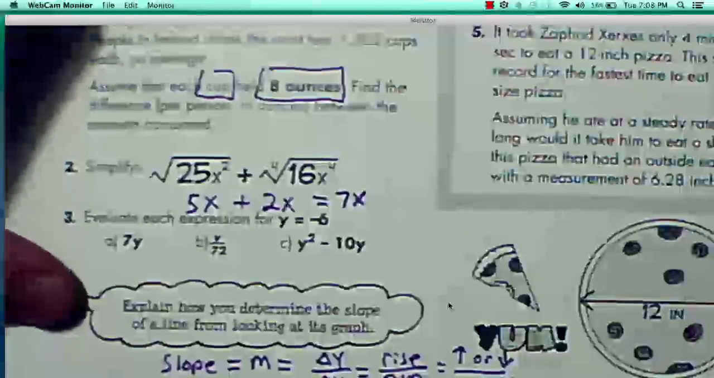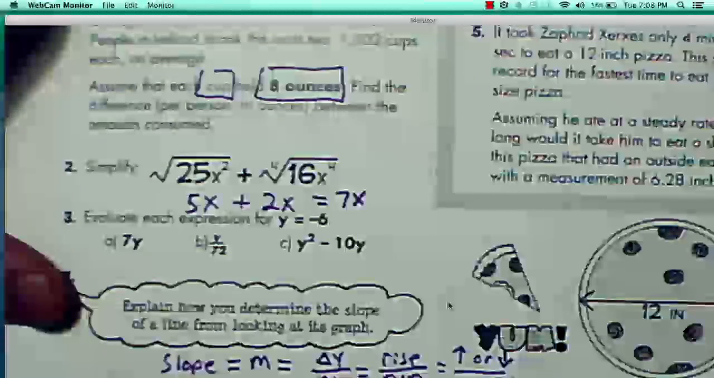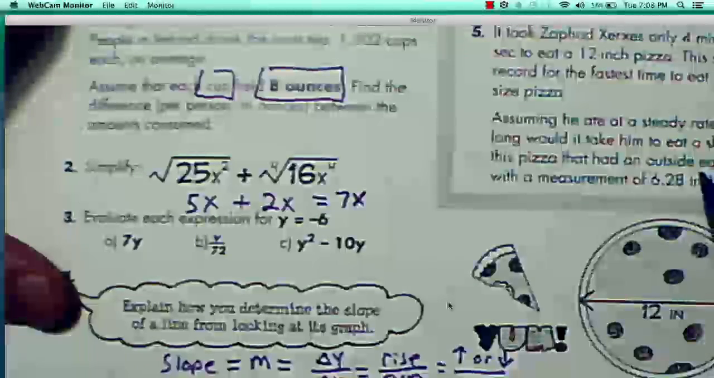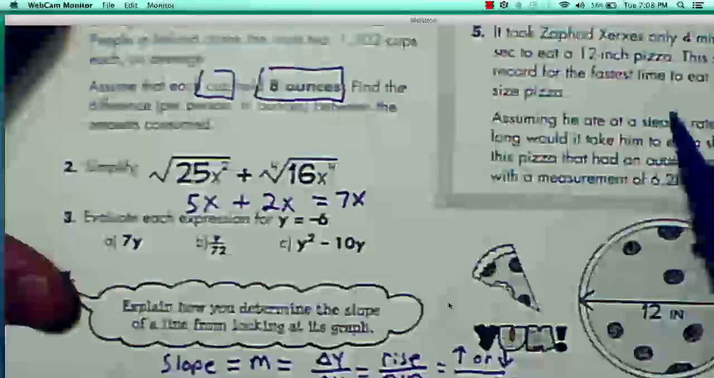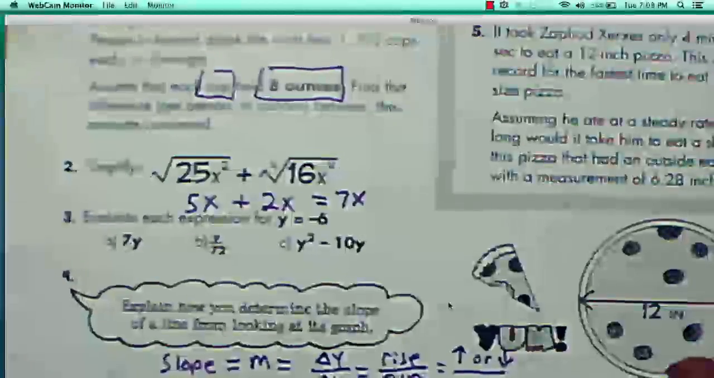All right. Number 5 is a little bit of a geometry problem. I think that you should be able to handle that one on your own.